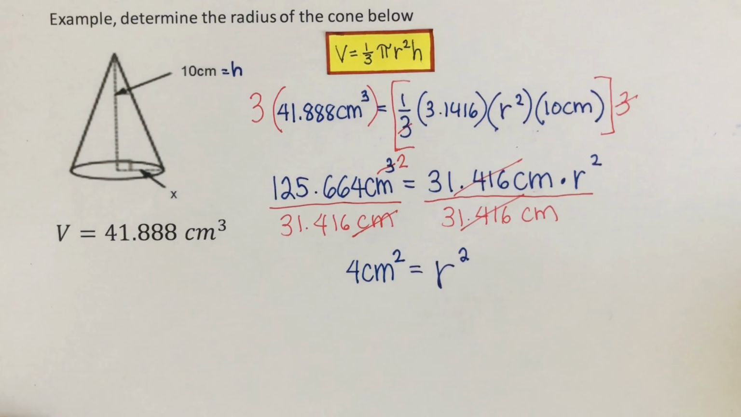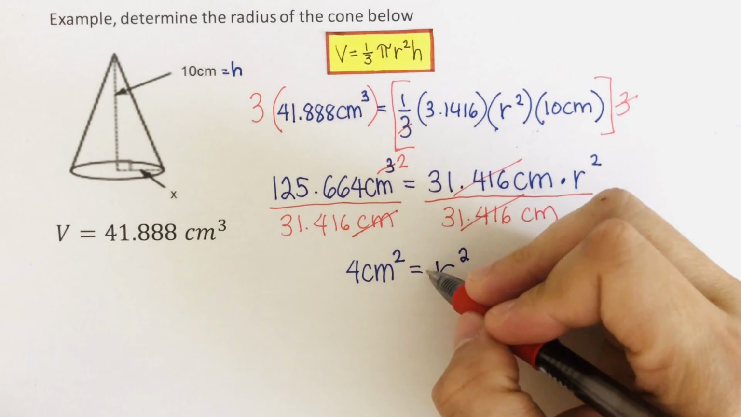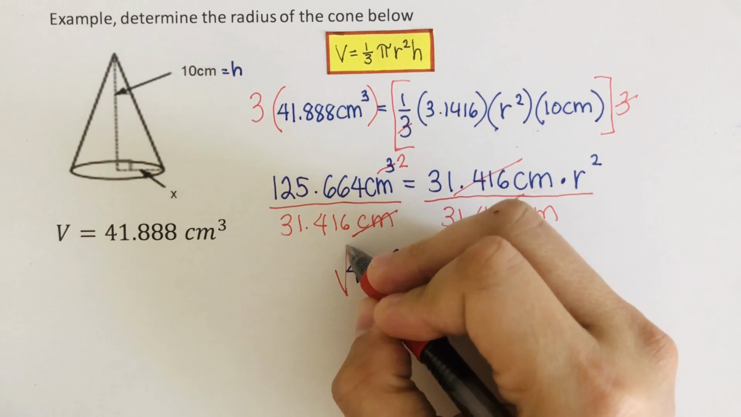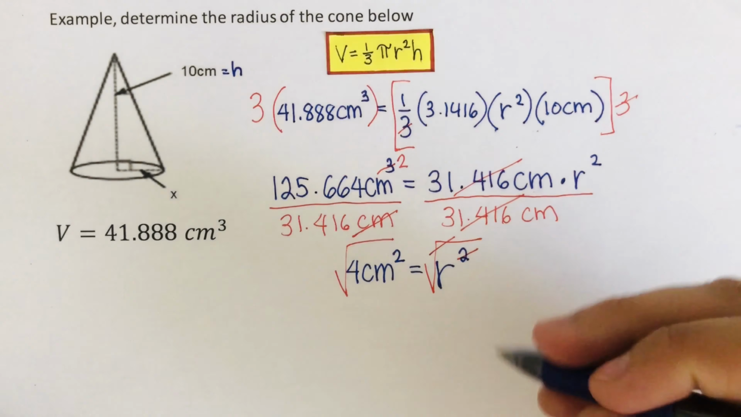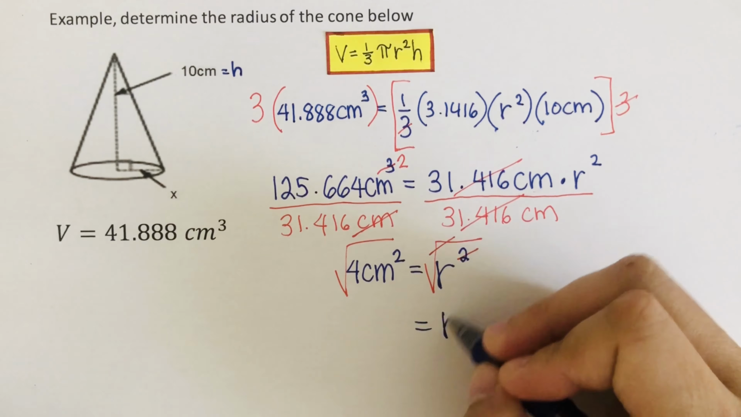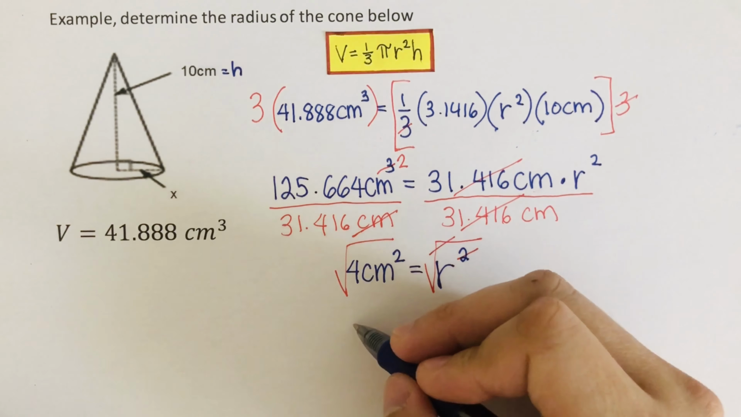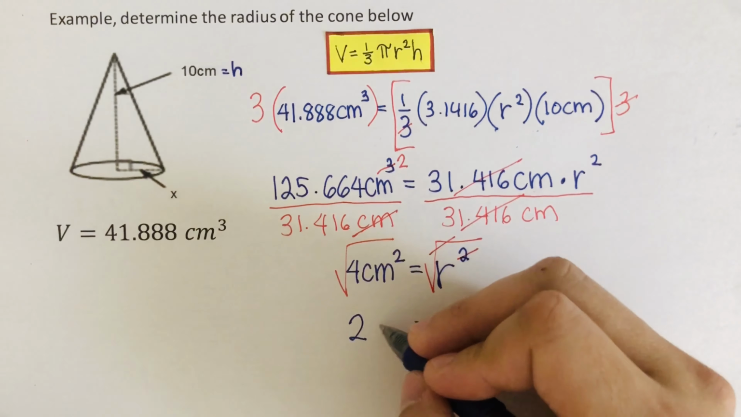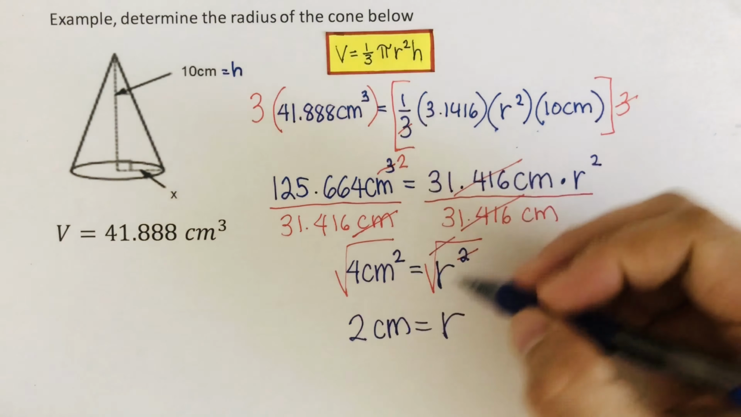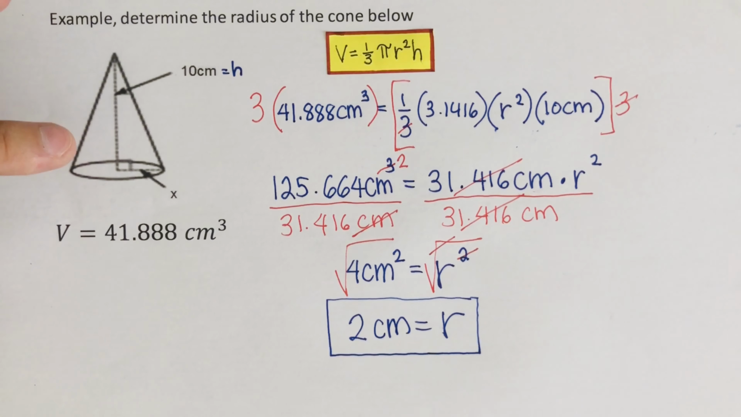Now we want the r, so what we are going to do is we square root both sides. So once we square root, the square and square root is going to get crossed out, so we're left with r. And then square root of 4 is 2 centimeters squared. You cross out the squared and the square root, that would come out to be centimeters. So the radius of this cone that we have here is 2 centimeters. This is not drawn to scale. Did you get the same answer as this?